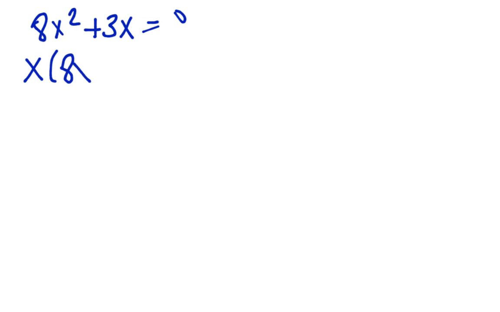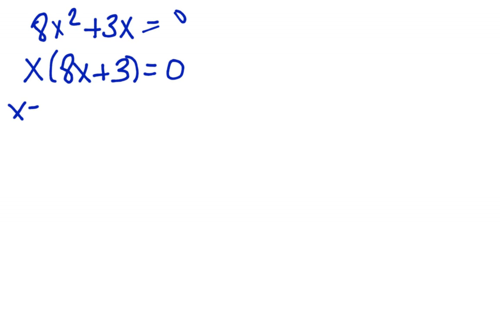So the first example that we have today is 8x squared plus 3x is equal to 0. In this particular problem, I have x's in both terms, but that's it. So I don't see a number that goes into both 8 and 3. I'm going to factor out the x. That leaves me with 8x plus 3 in the parentheses, still equal to 0.